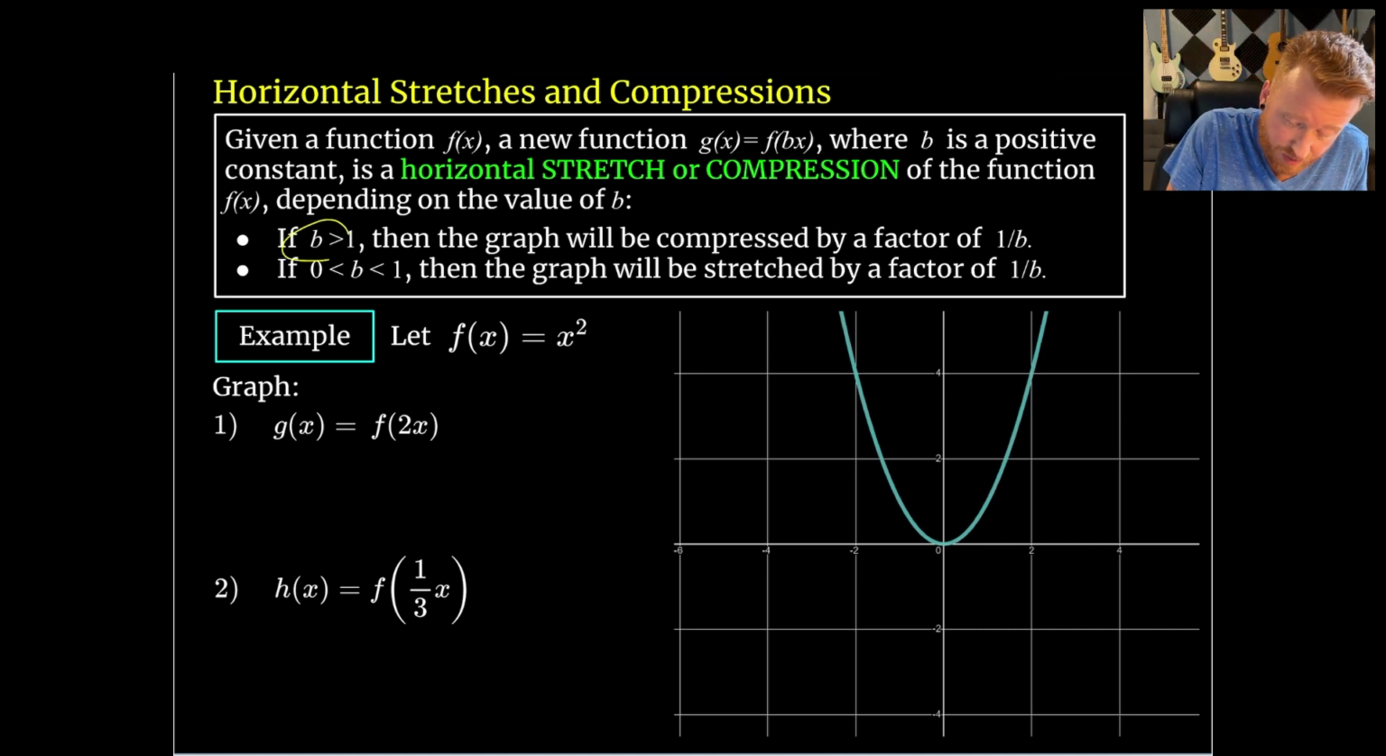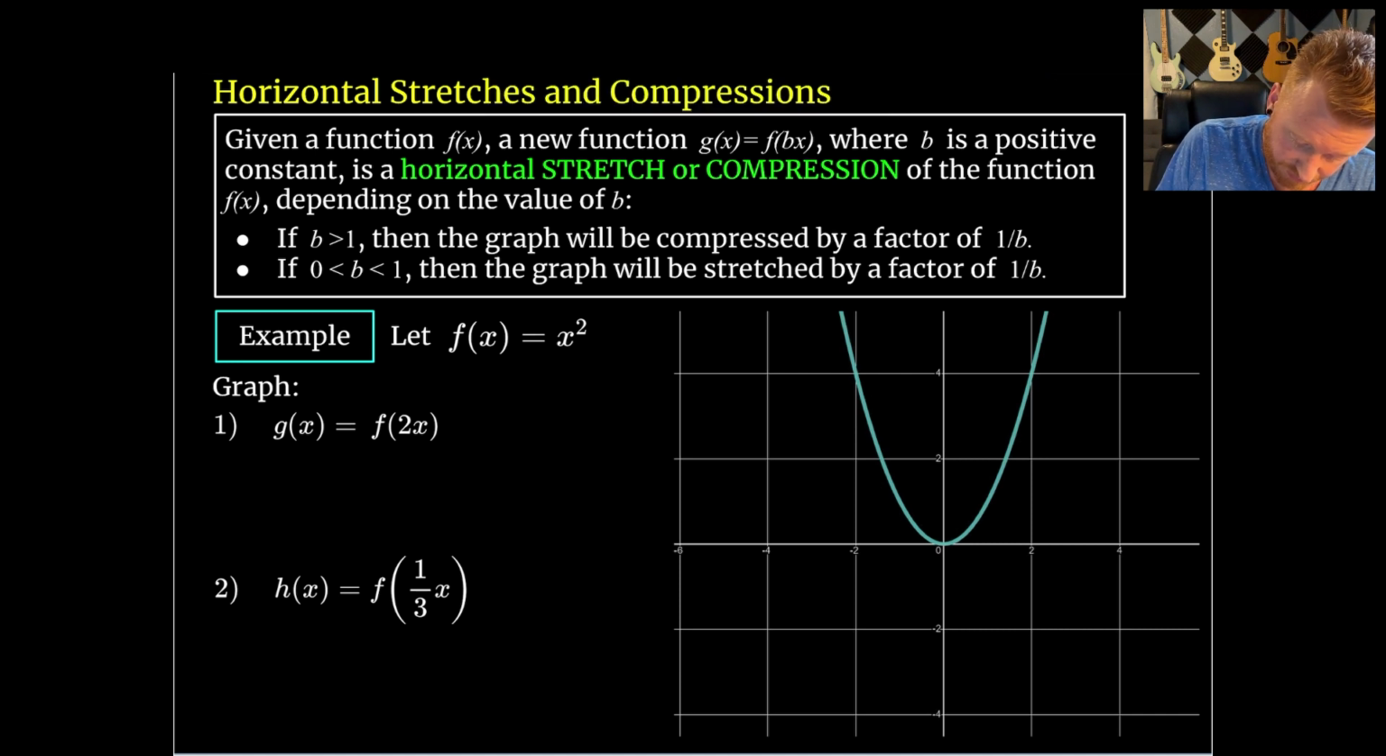So in this case, if that b value is bigger than 1, well, that's going to give us the compression. So that is maybe opposite of what we saw before. And similarly, if that b value is between 0 and 1, some fraction, then that's what's going to stretch it horizontally by a factor of 1 over b. So that is kind of the inverse of what maybe would be intuitive here. So again, we will look at our friend f of x equals x squared, and we can chase some points around here and see what happens.